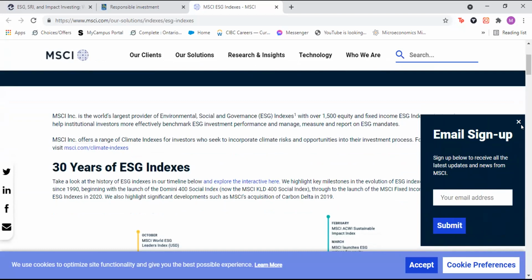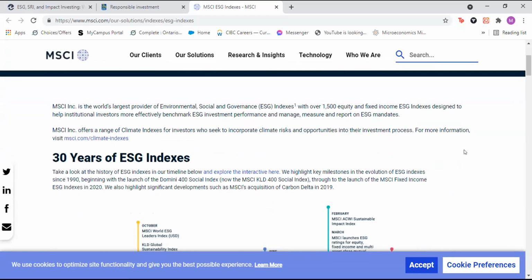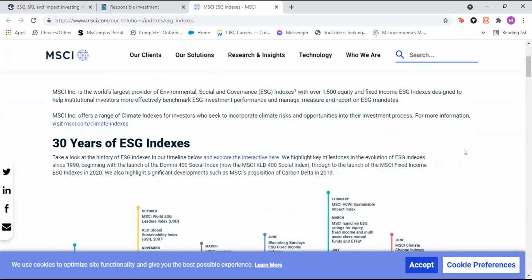So it shows how well companies on a whole do while following environmental, social, and governance performance indicators. So if companies are environmentally friendly, society focused, and have good governance in terms of ethics, this is how they do on a stock market basis.